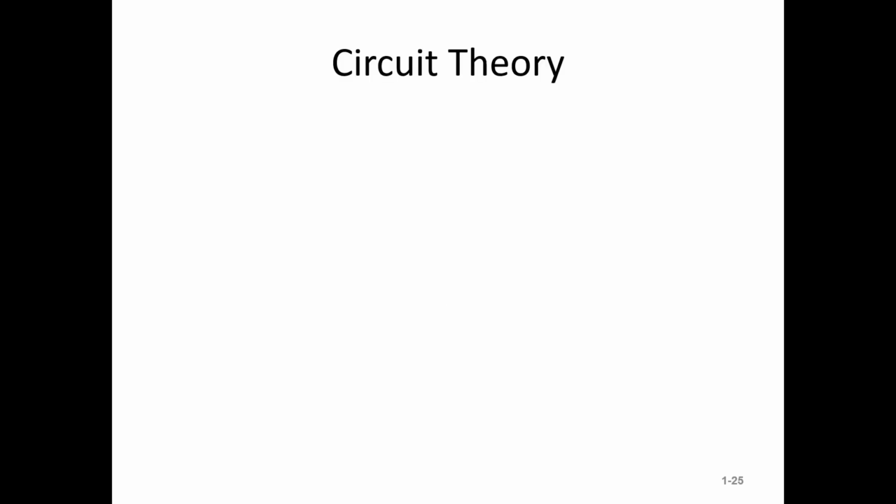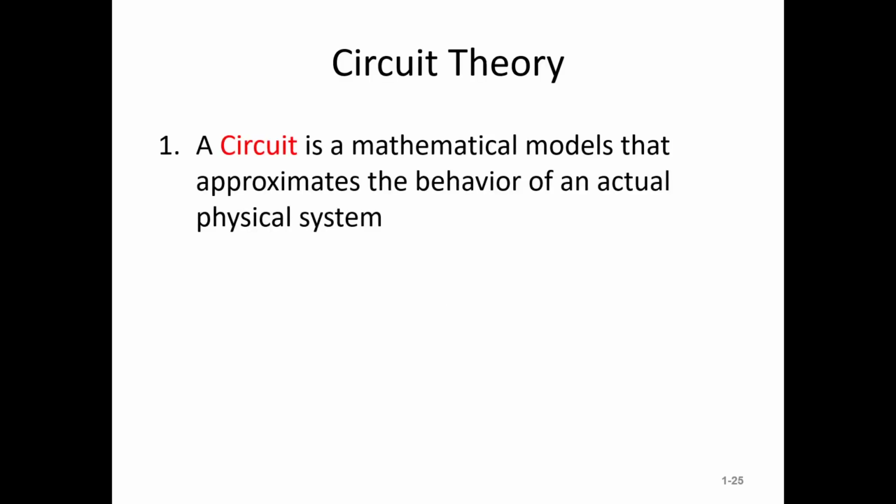We can wire up these guys together, and then there's theory that describes how these elements behave when they're interconnected. We call that circuit theory. All right, so a circuit is a mathematical model that approximates the behavior of an actual physical system. Remember, we want to get within 3-4 digits of a quantity, and that's close enough because we're looking for an approximation of an actual physical system. All these elements are ideal, by the way. Let me back up a bit.